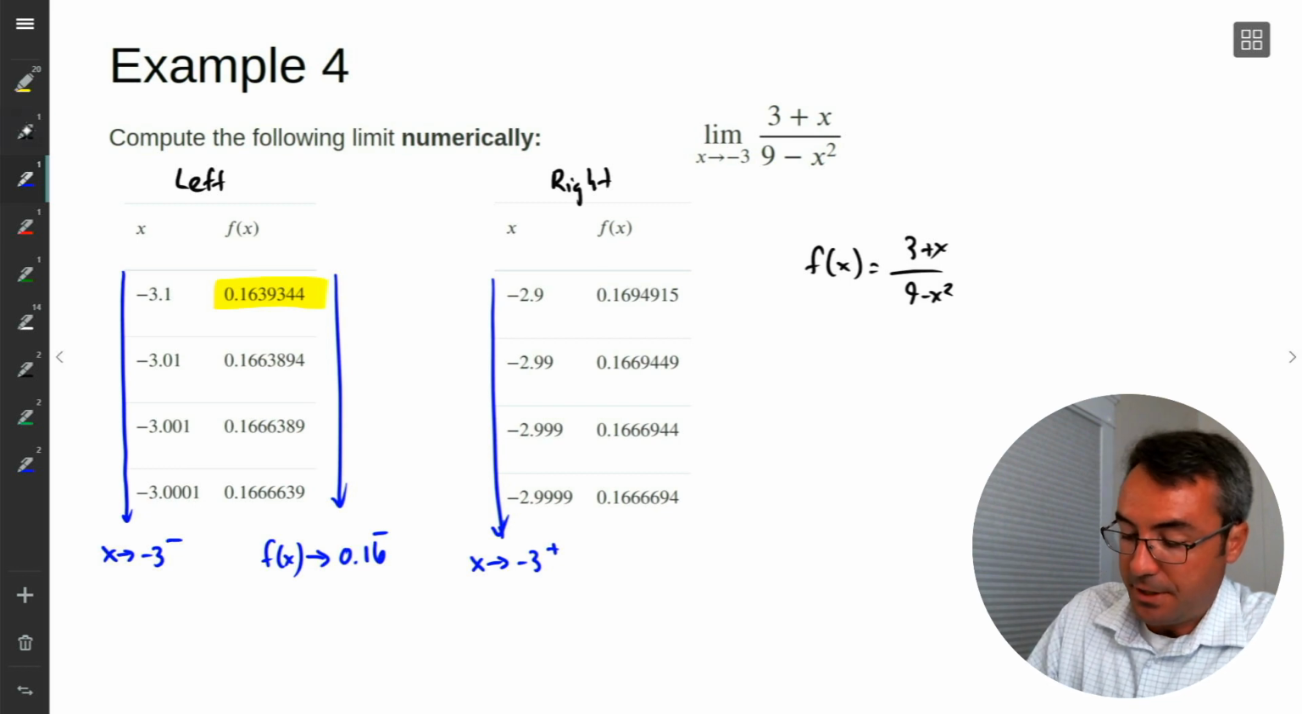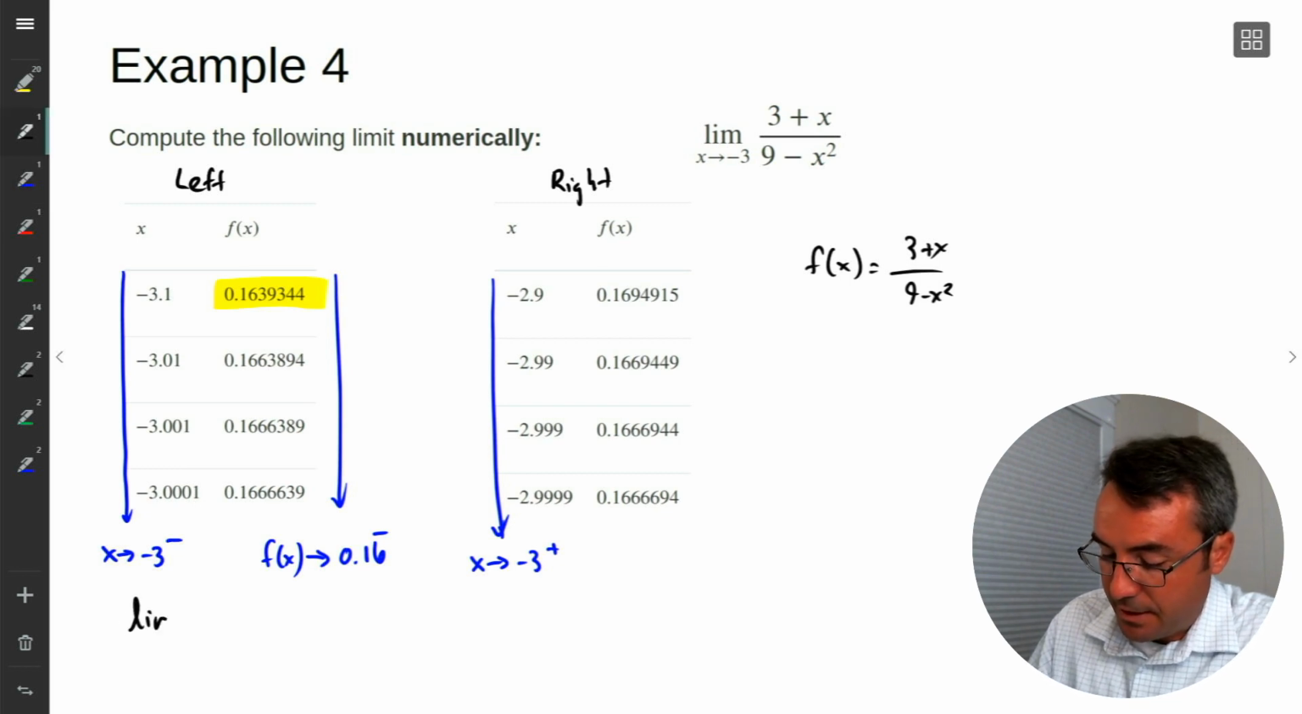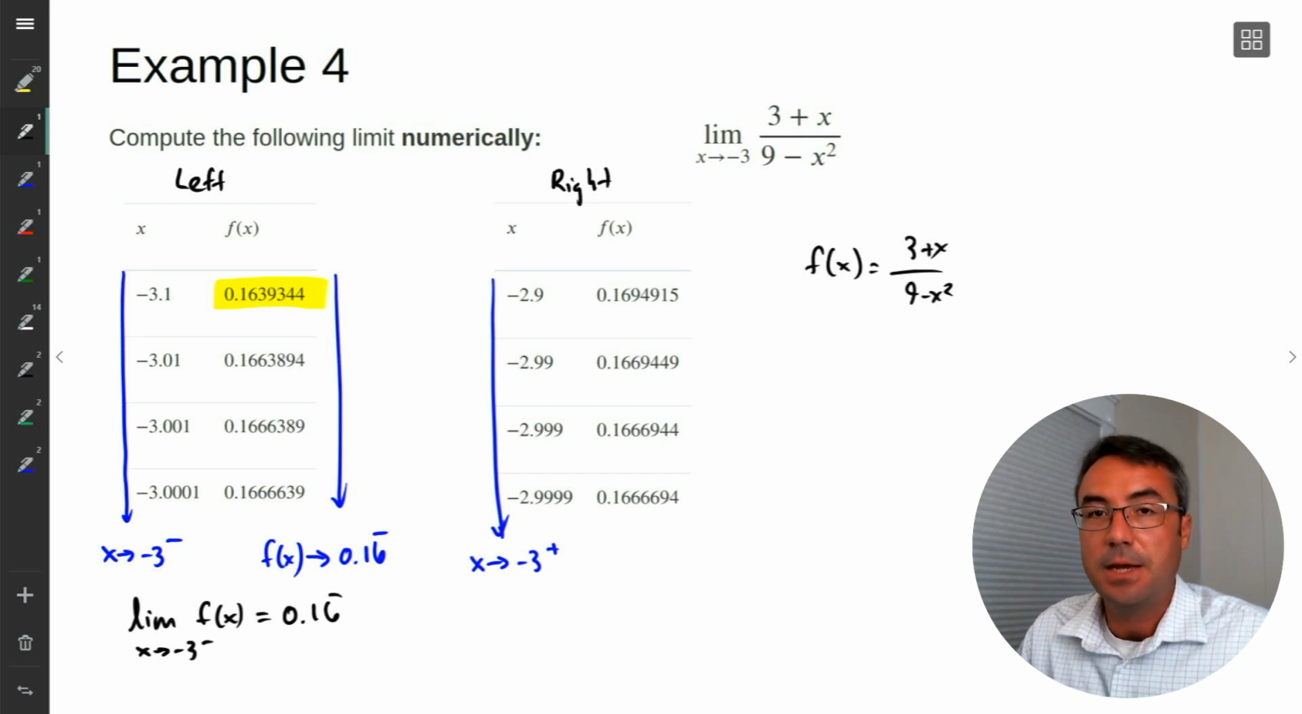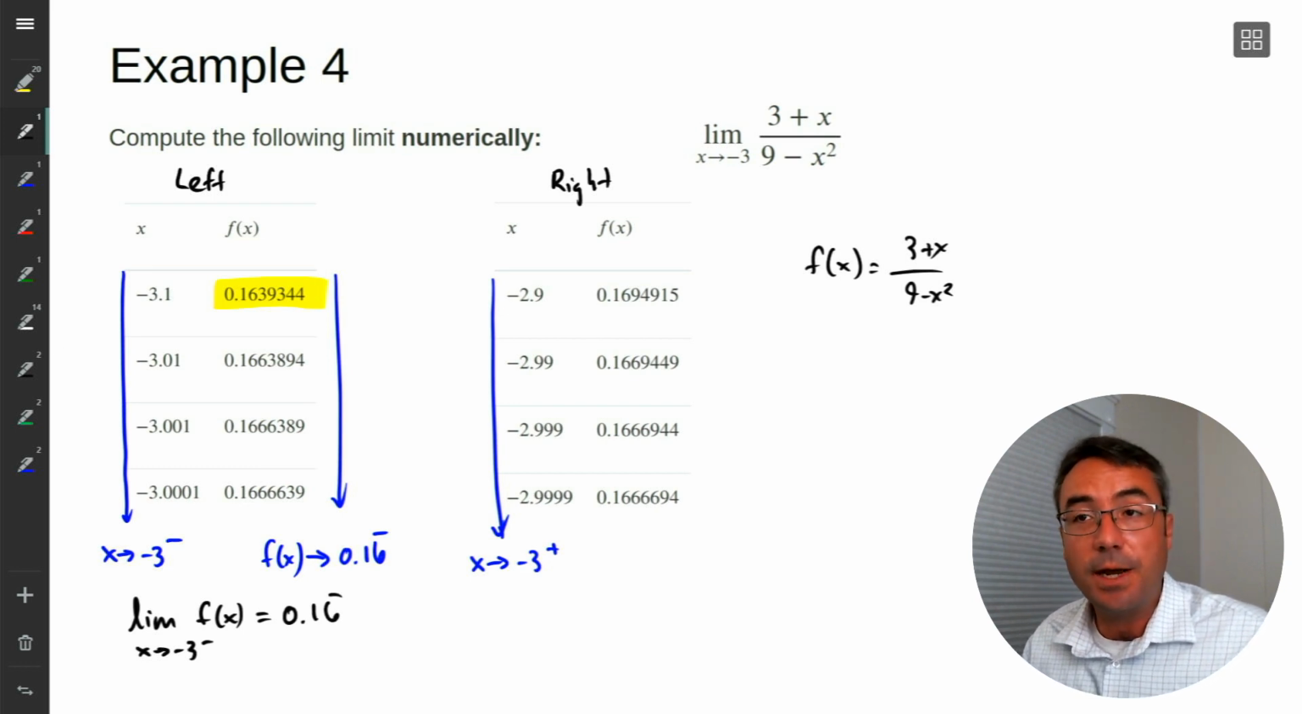Now, because of that, we would say the left-hand limit of our function as x approaches negative 3 from the left is equal to 0.16 repeating. Now we want to see what's happening on the right as well.